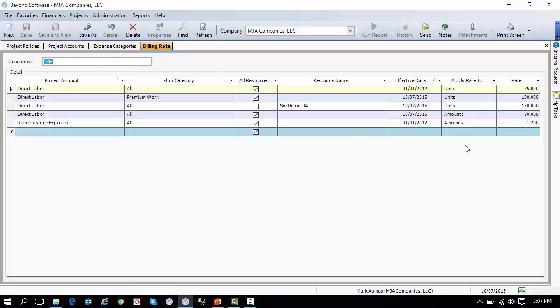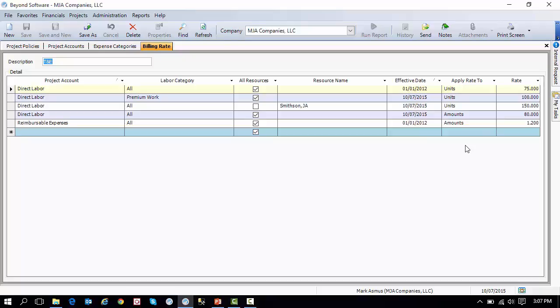You can specify a unit rate. For example, in labor's scenario, I could specify a rate of $75 per hour, or you can specify a percent markup. In the scenario of reimbursable expenses, maybe I want to mark up my expenses 20% and then bill that through. Here I've specified an amount rate of 1.2.